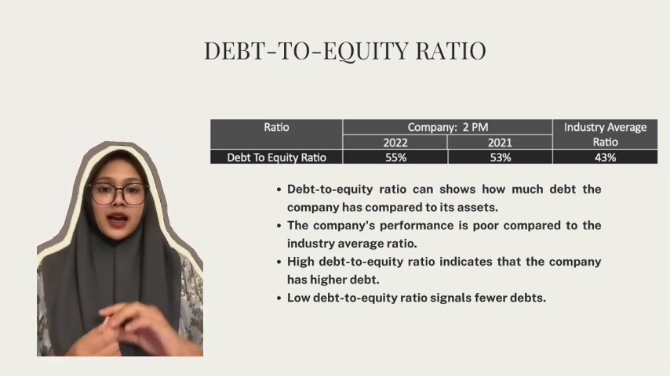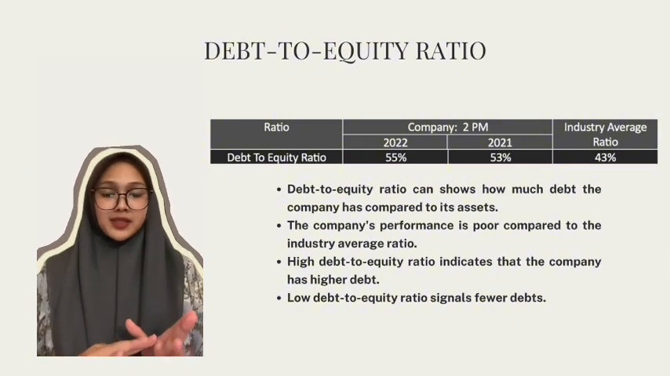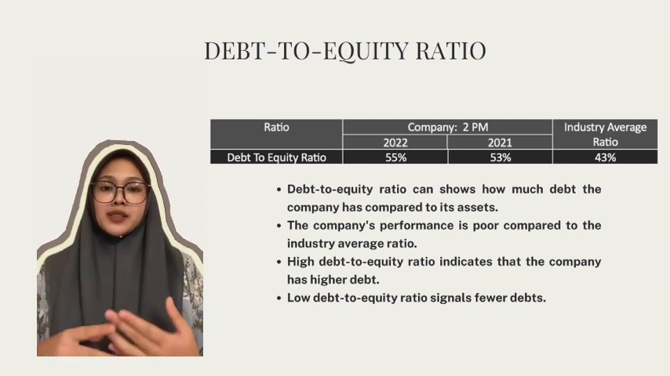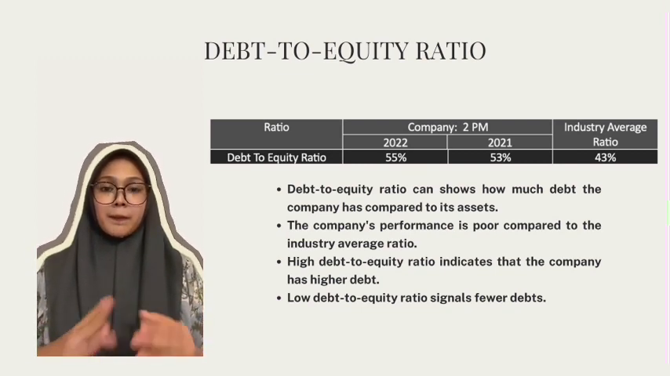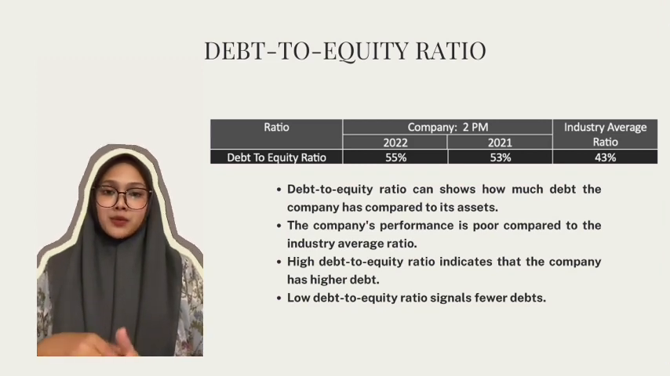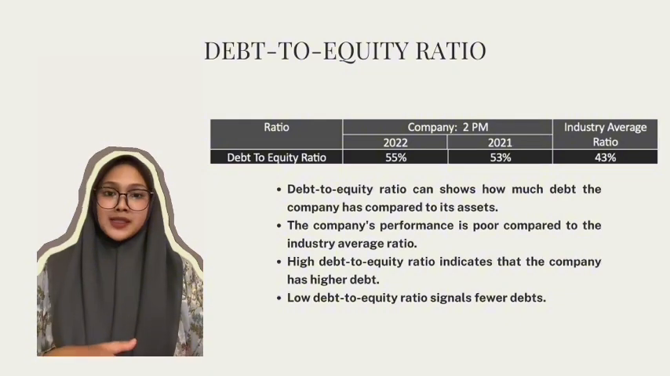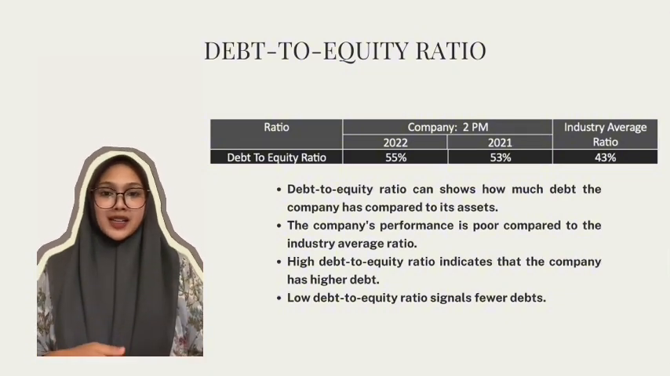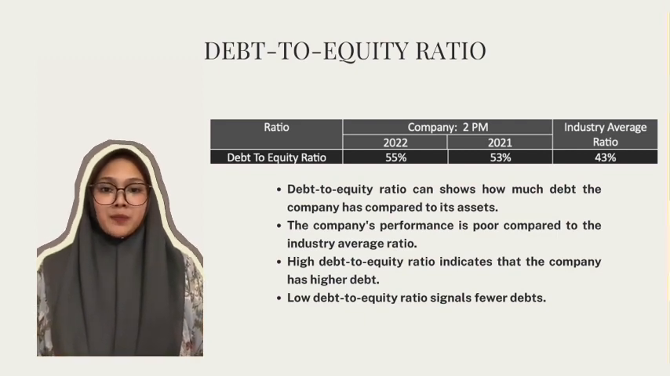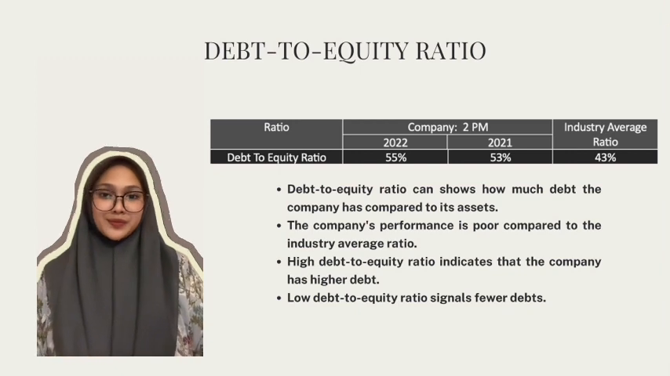Therefore, a higher debt to equity ratio indicates that the company has higher debts, which a business uses to finance its growth. But a lower debt to equity ratio signals fewer debts, which means the equity of shareholders is bigger and does not require any money to finance its business and operation for growth.